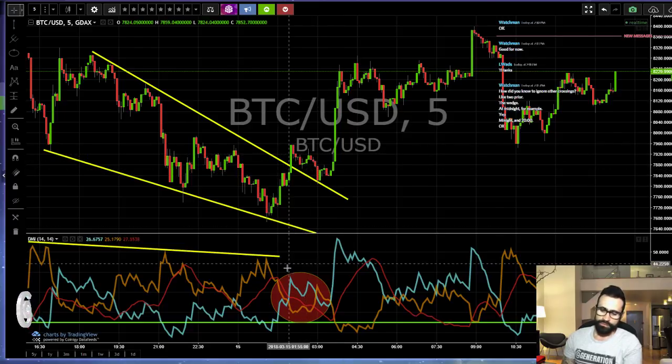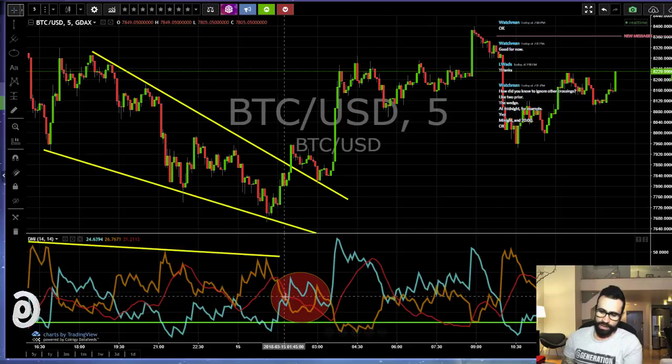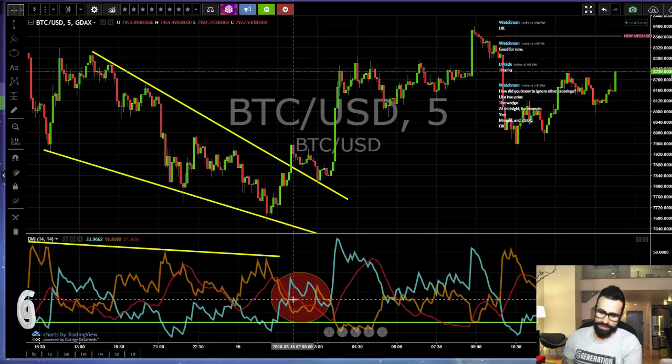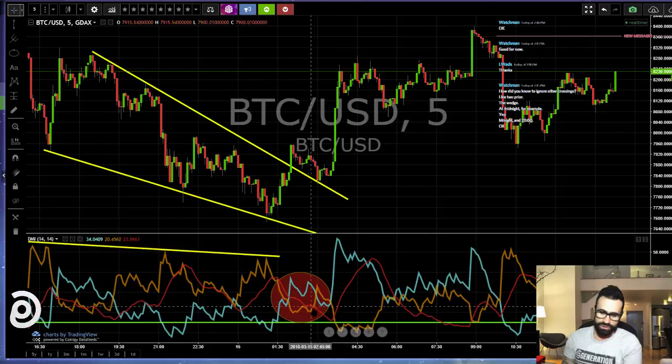Once we get that confirmation, how would you ignore these crosses? Well, where's the ADX? ADX is still descending. It hasn't turned around. There was no turn. We're still coming down, but it's not at bottom. Does that answer your question, Watchman?